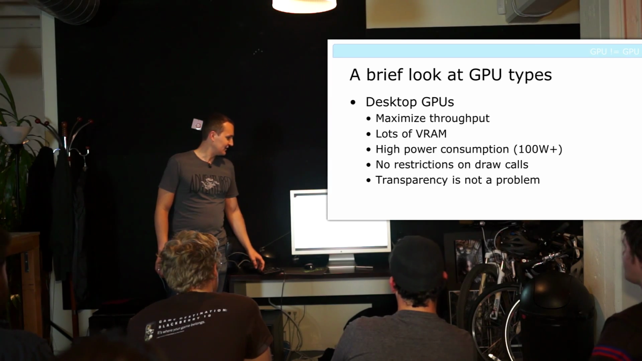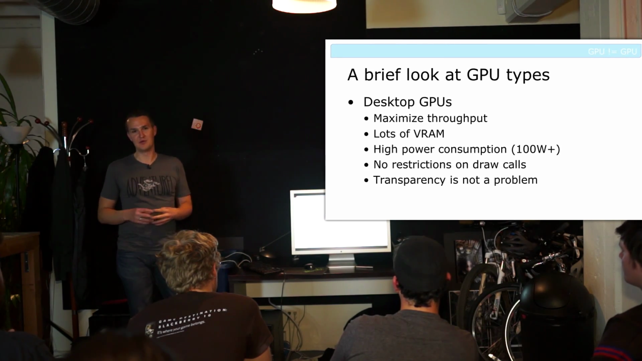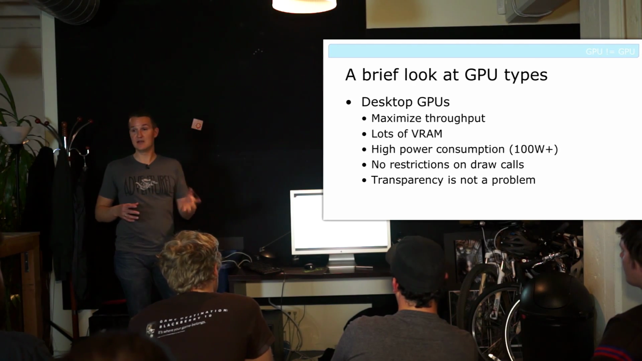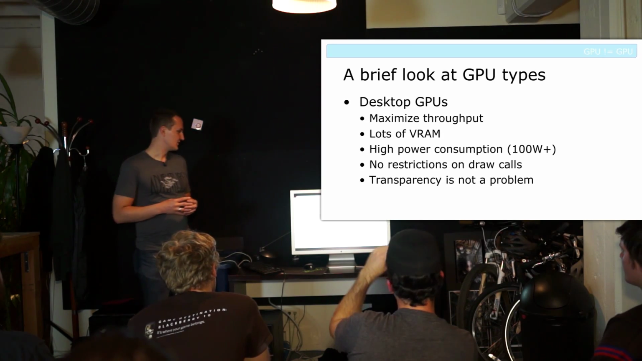So one thing I learned is that desktop GPUs are very, very different from mobile GPUs. Although they may appear, from an API standpoint, to be very similar, they're not. And you really need to know that they're not the same.